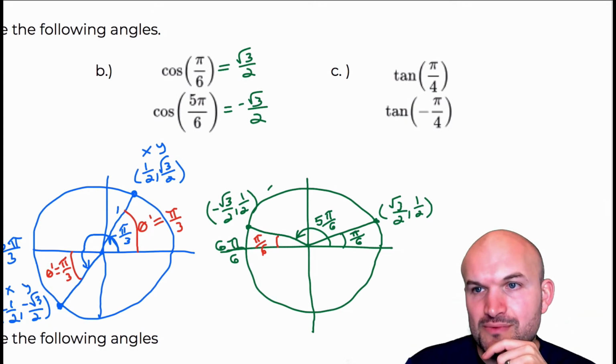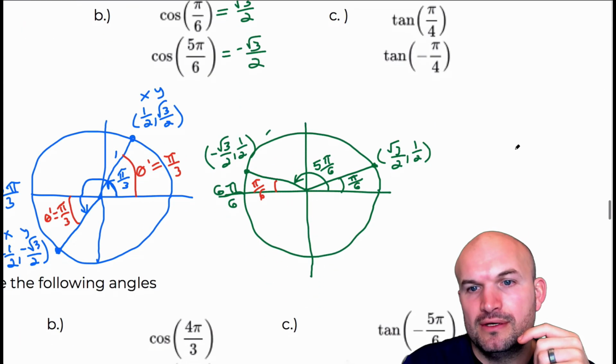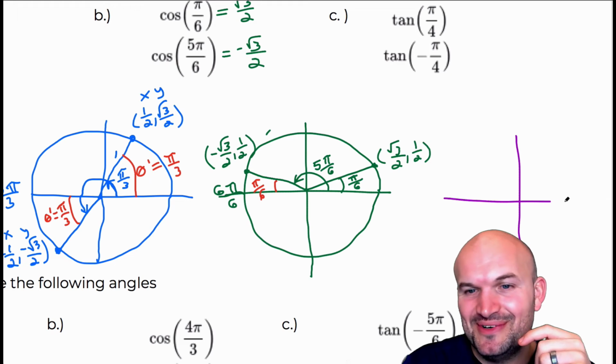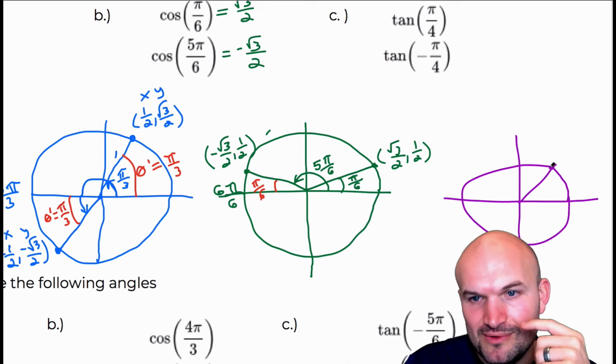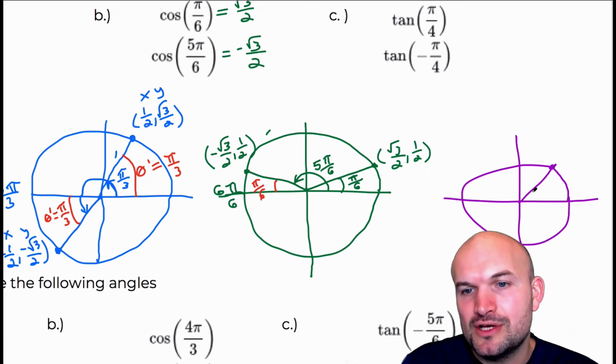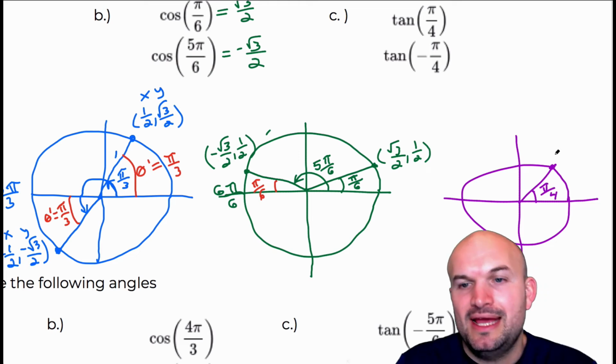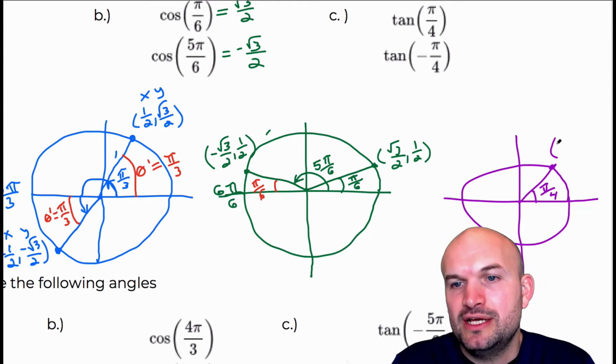All right, so let's do this last one here, tangent of negative pi over 4. First, pi over 4 is the same thing as 45 degrees. Horrible circle, but that's okay, we're just going to keep it. So that's pi over 4, and you can see that the point is square root of 2 over 2, comma, square root of 2 over 2.